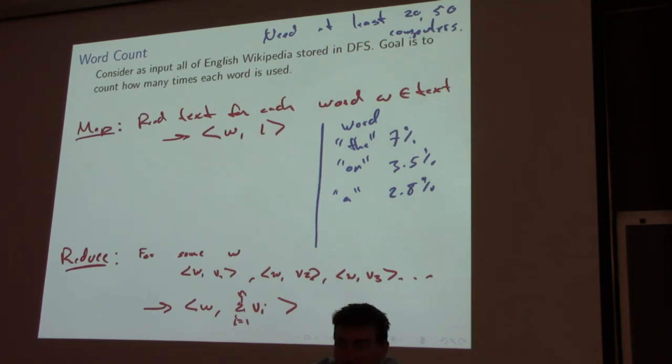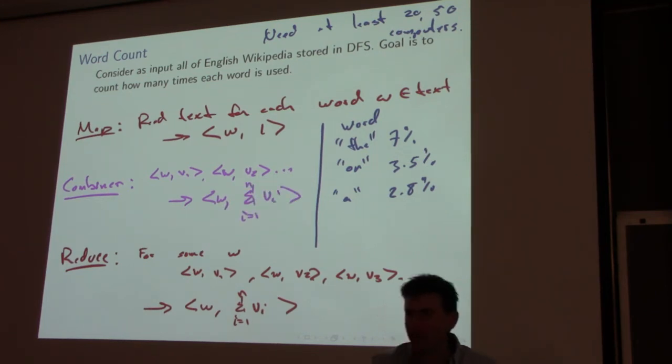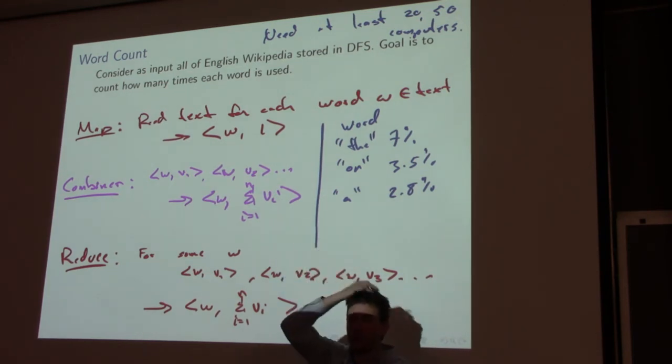So how can I easily fix this? What's the other step I can sometimes optionally do? I can do the combiner. And so what should I do on the combiner? This is going to take all of the words (word, v1), (word, v2), and it's going to output (word, the sum from i=1 to n of vi). I'm just going to sum this up for each word that's coming off each of the computers before I do the shuffle step.